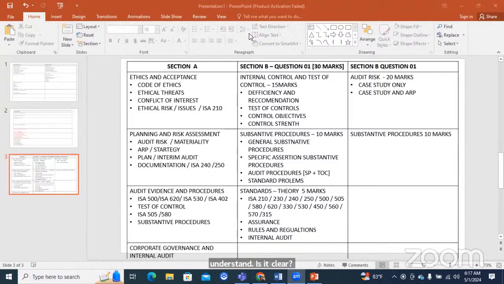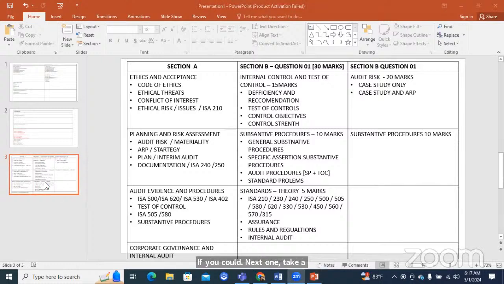So this is how your paper looks like. Audit paper is very easy to predict because the questions are predetermined. Then why do students fail? Case studies are difficult.